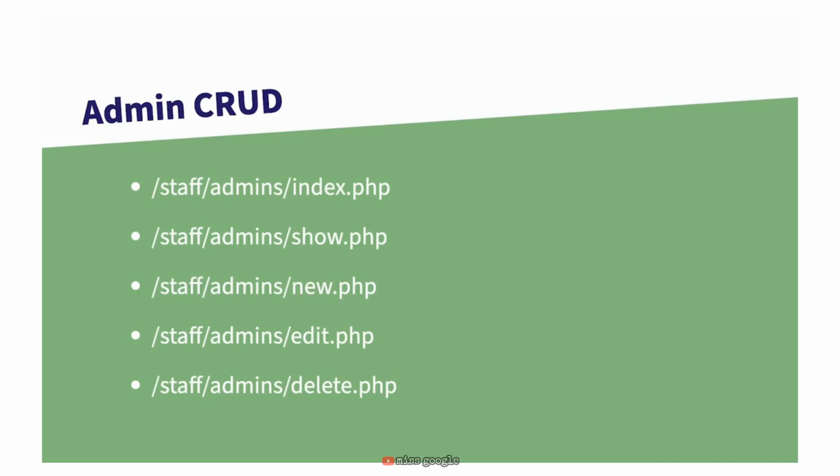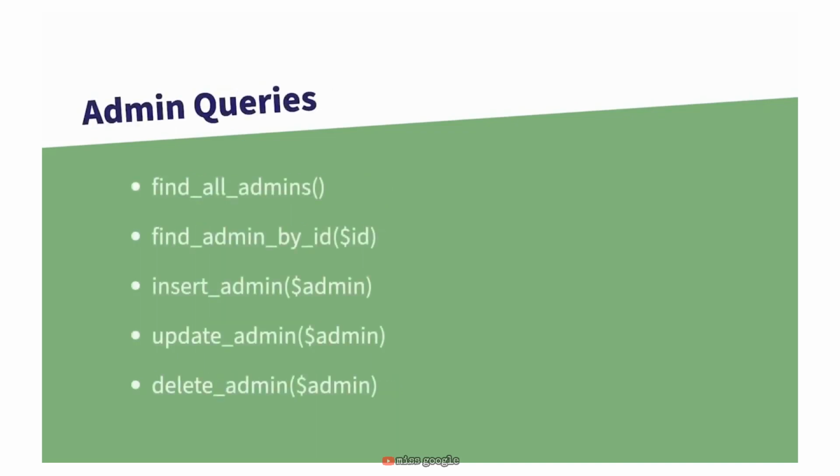And don't forget, you'll also want to put a link on the main staff area menu page to allow you to get to all of this admin management. We'll also need to have queries that will allow us to use PHP to connect to the database to perform those operations. So we'll have one for finding all admins, for finding a particular admin, and then one for inserting, updating, and deleting an admin.